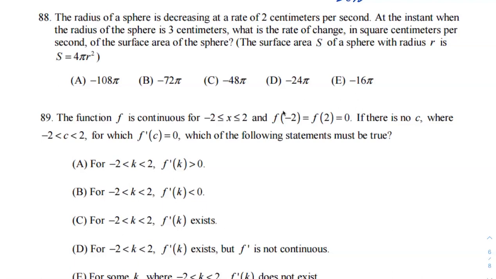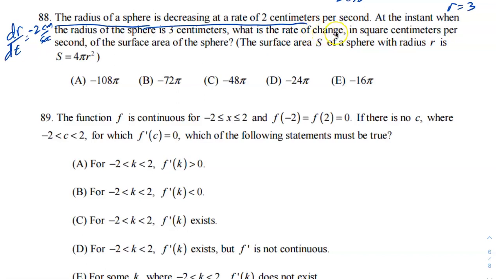88. The radius of a sphere is decreasing at a rate of 2 centimeters per second. This sounds like a related rates question. So the radius of the sphere is decreasing at a rate of 2 centimeters per second. A couple things going on there, even before we do the rest. The radius is decreasing. That's a rate. So dr/dt equals -2, because decreasing, -2 centimeters per second. At the instant when the radius of the sphere is 3 centimeters, so that's when r equals 3.